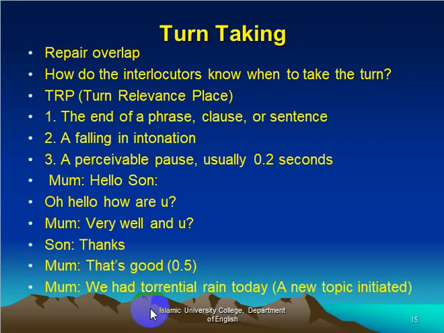Mom: Hello, son. Son: Oh hello, how are you? Mom: Very well, and you? Son: Thanks. Mom: That's good. And there is a pause, which is half a second, and then there is no turn taken by the son. So that's why the mom took the turn and initiated another topic, which is we had territorial rain today. A new topic initiated, of course. Okay.